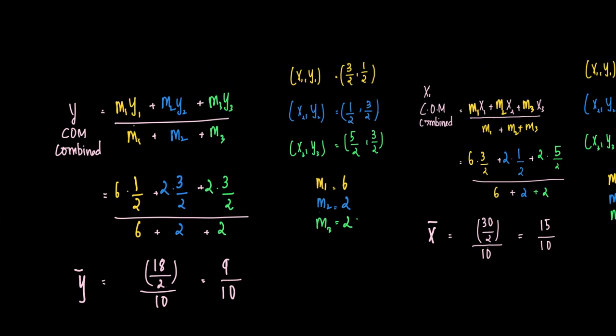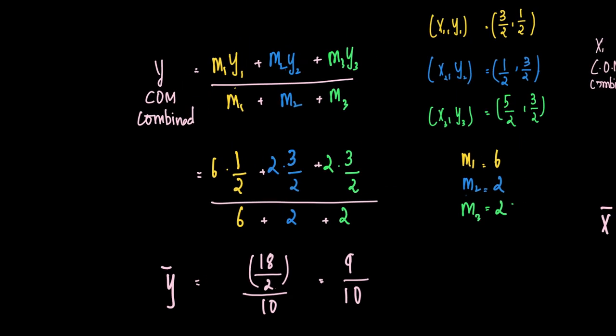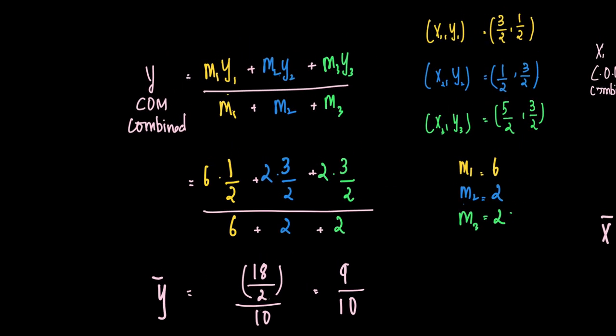Okay. Now, similarly, what would be the y coordinate? The y coordinate of the center of mass of the combined figure will be equal to m1 y1 plus m2 y2 plus m3 y3 by m1 plus m2 plus m3. 6 plus 2 plus 2 is 10 in the denominator. Just to make sure that you don't get confused here, I'll erase x1 now because we don't need it. All we need is y1, y2 and y3.